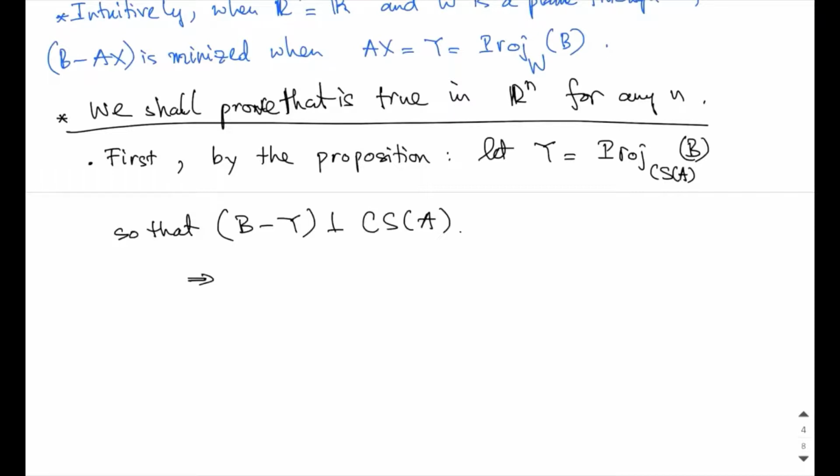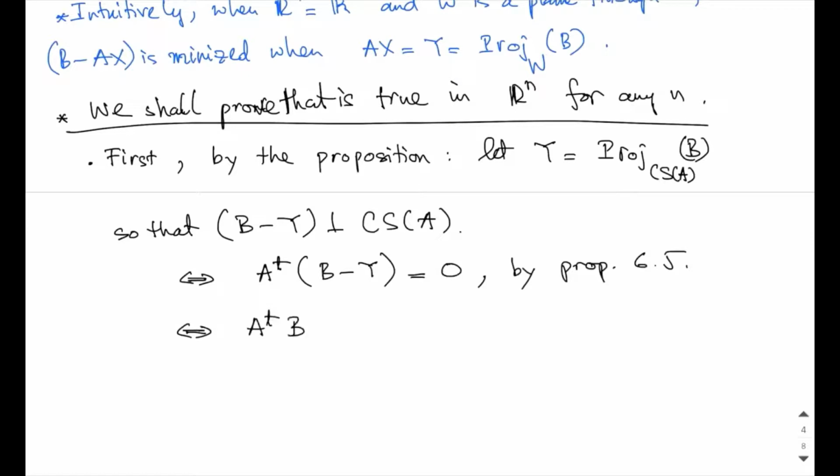So this is equivalent with the transpose of A times B minus Y equals 0 by proposition 6.5. This is equivalent with A transpose times B equals A transpose times Y. Now, since Y is in the column space of A, right? Y is the projection of B onto the column space. That means Y is in the column space of A.